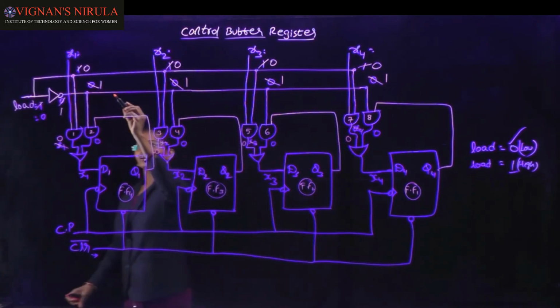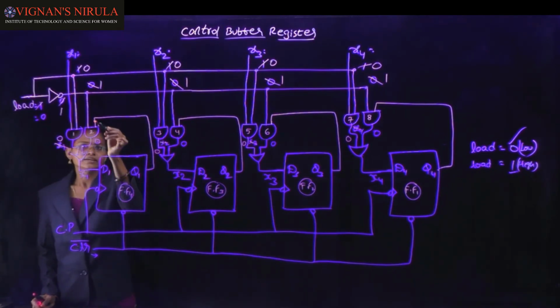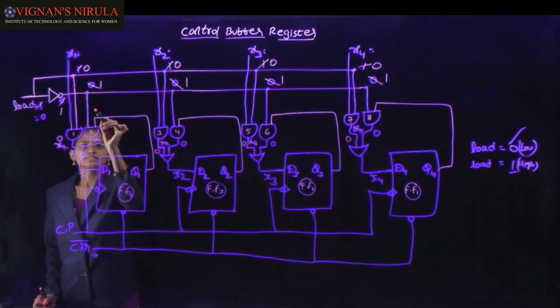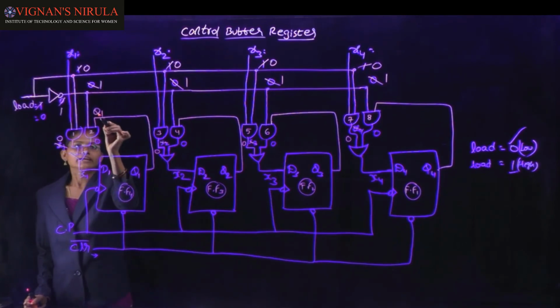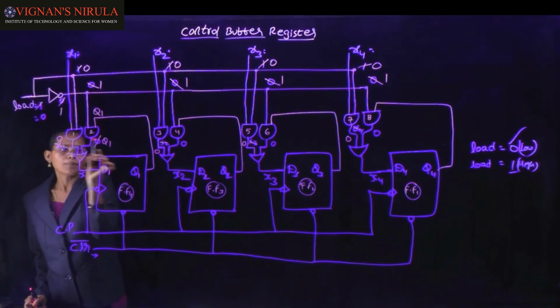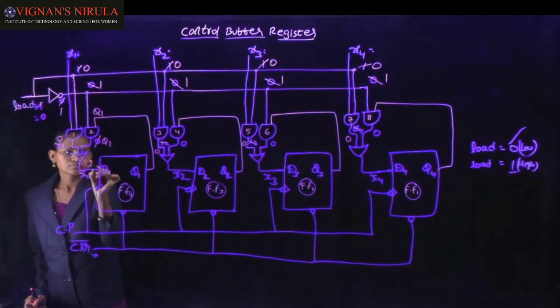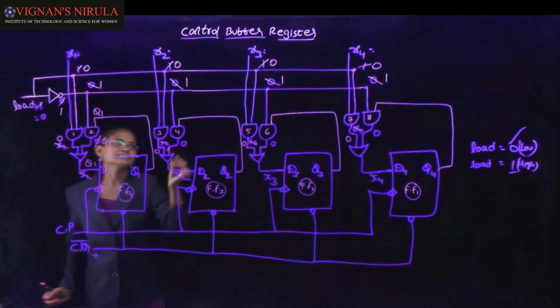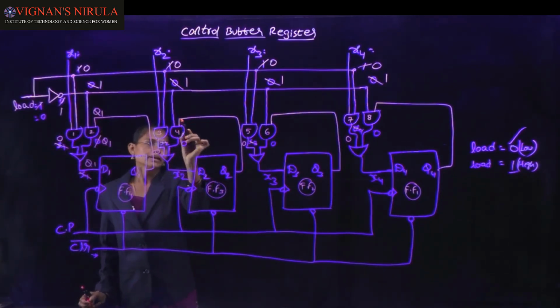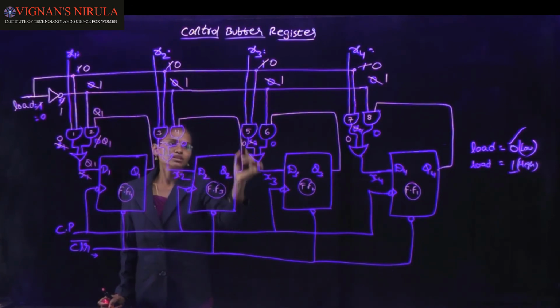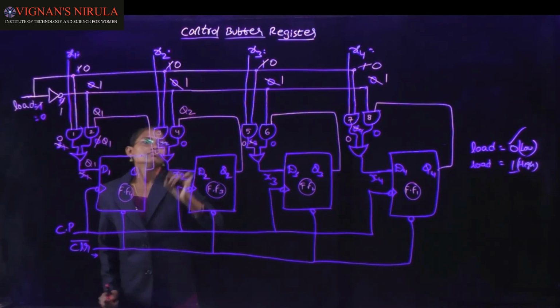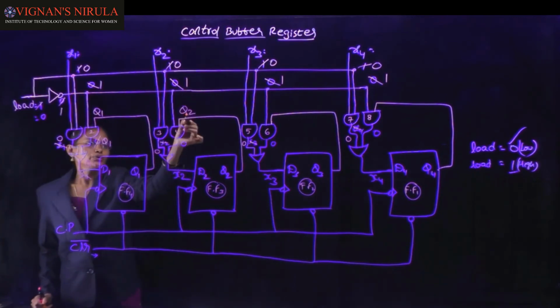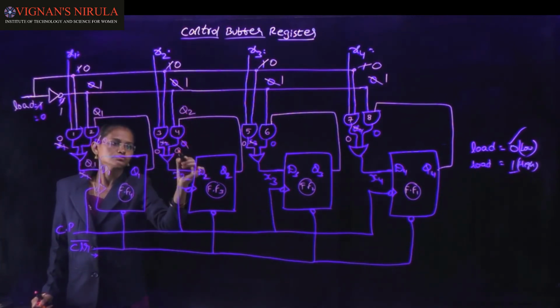And next here the second AND gate input is q1. 1 into q1 is q1. 0 plus q1 is q1. And next here the fourth AND gate input is q2. 1 into q2 is q2. 0 plus q2 is q2.